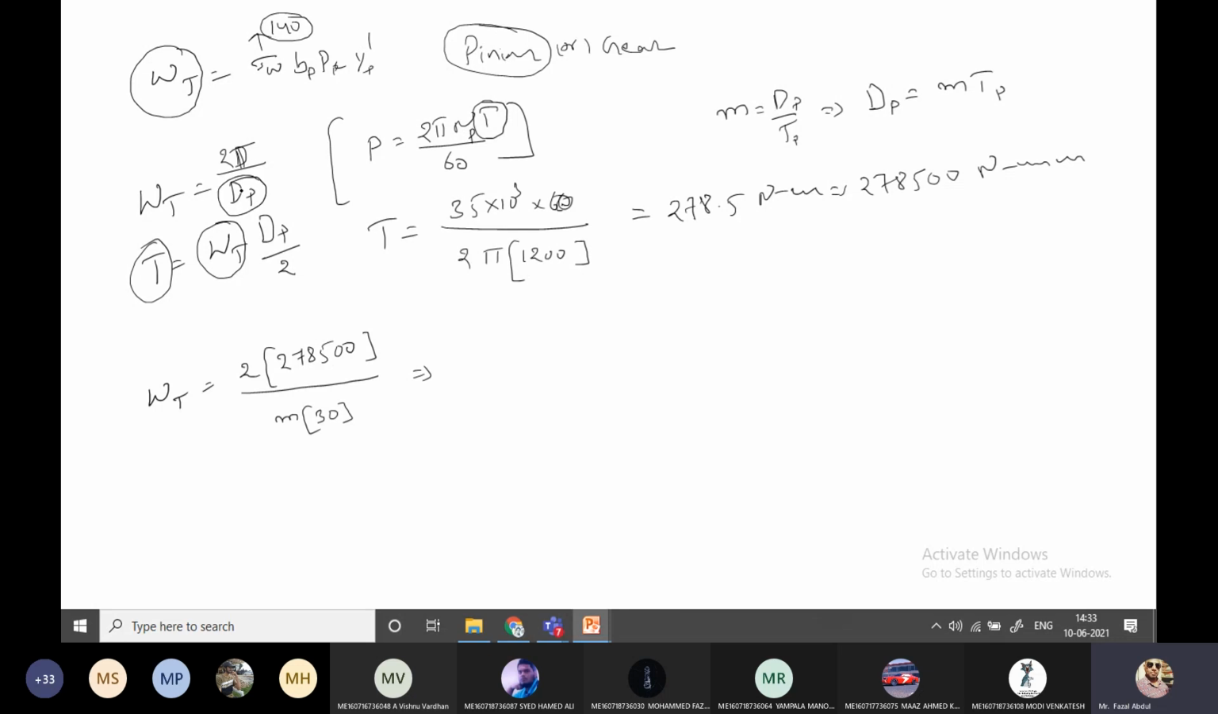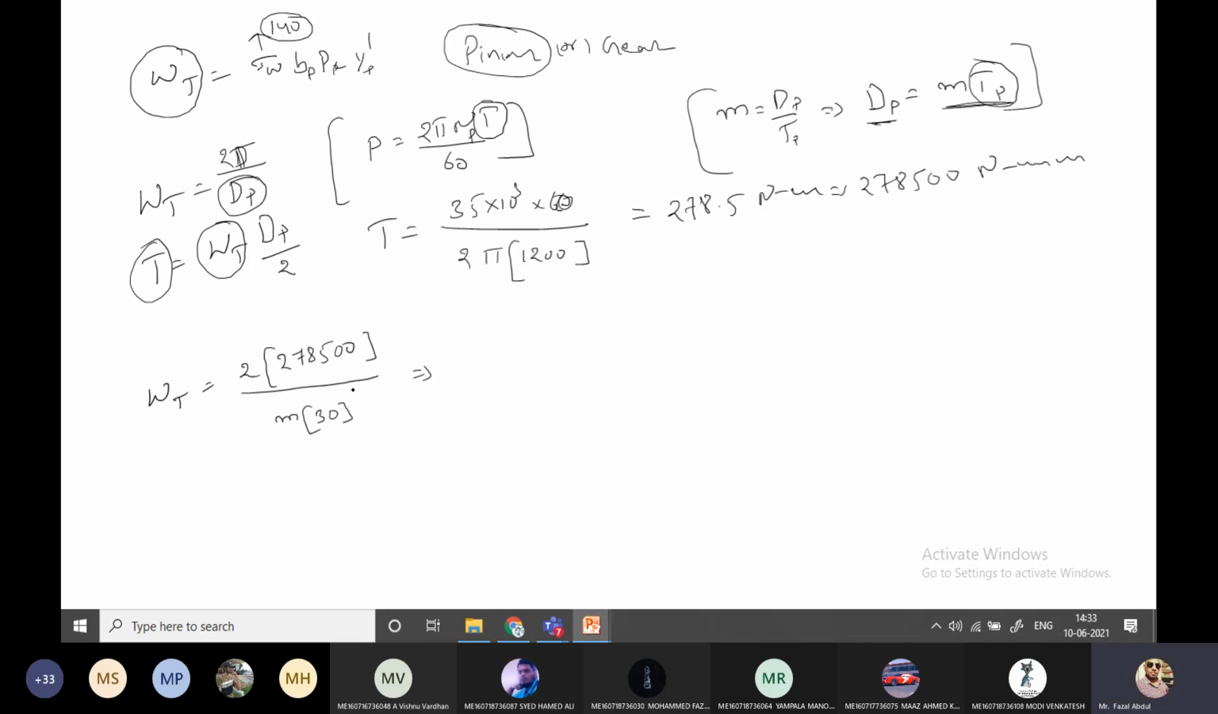dP means the pitch circle diameter of the pinion. The dP value is not mentioned in the question, but from this relation, module is equal to d by t. So dP equals m into Tp. The Tp value is given in the question: number of teeth on the pinion is 30. So instead of writing dP, I am writing module into 30.